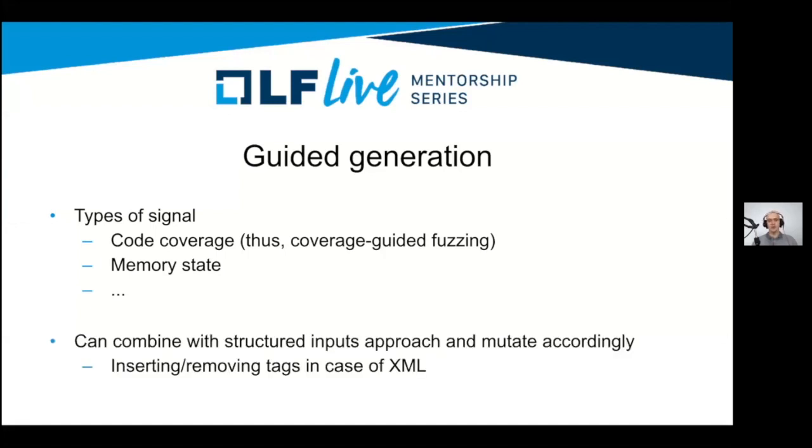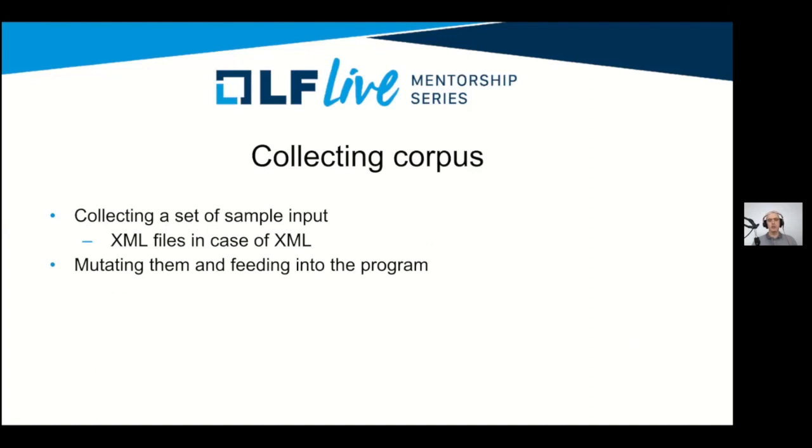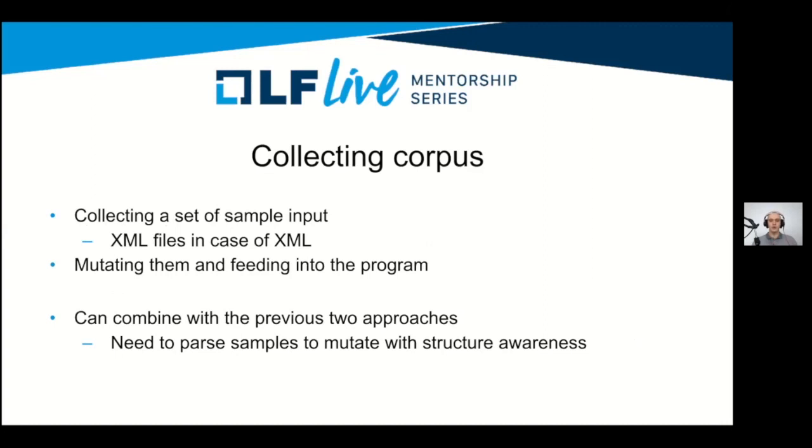And finally, of course, we can combine guided generation with the structured inputs approach, and we can mutate inputs accordingly. So in case of XML, instead of mutating bytes or flipping bits, we are going to be inserting and removing tags. And the final thing that people do is collecting a corpus. So in case of XML, you just scrape the web and you collect a bunch of different XML files. And then you start mutating them. You can also flip bits or bytes and feed them into the program. Or you can combine with the previous two approaches.